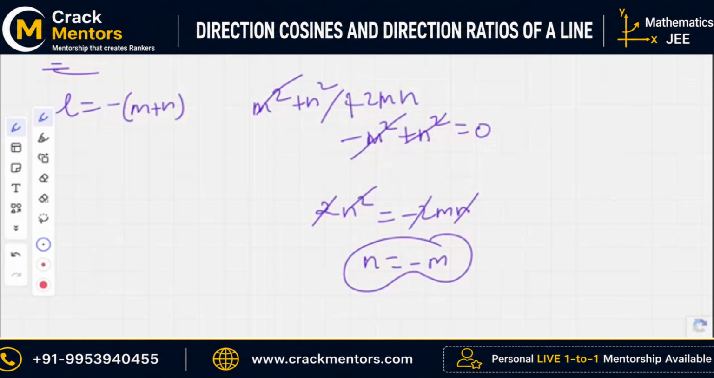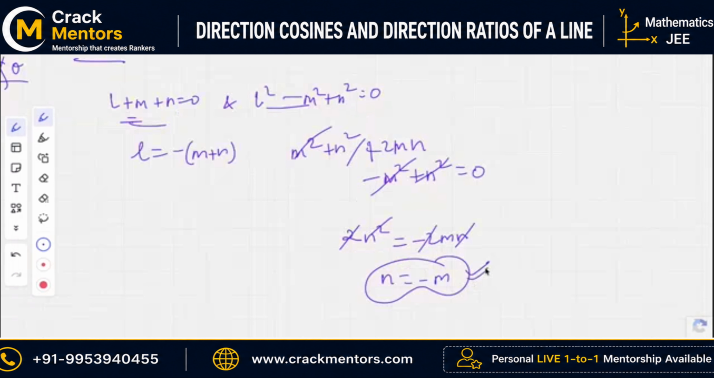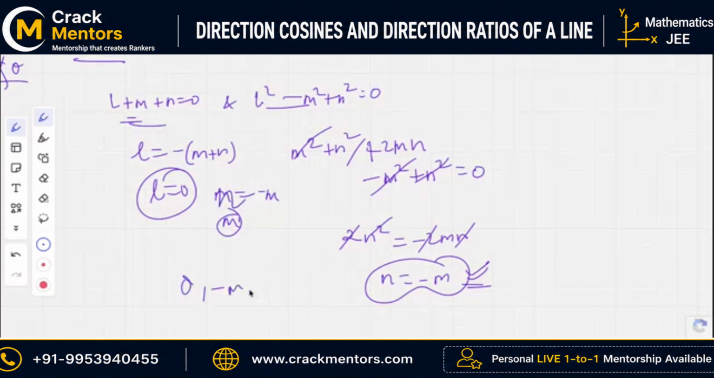A1 A2 plus B1 B2 plus C1 C2, and that'll be 1 by 2. Okay, when we put it here, L would be 0. n is minus m, and m is m only. So we have 0, minus m, and m. So we can write that as 0, minus 1, 1.